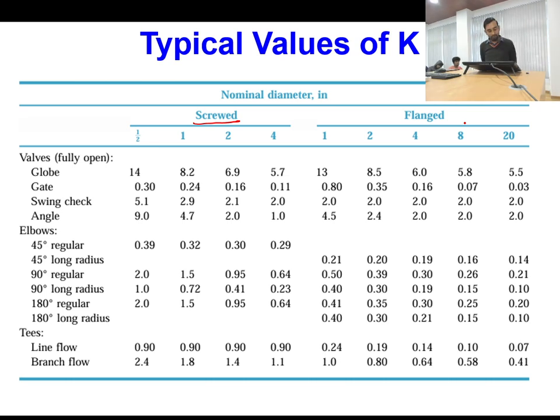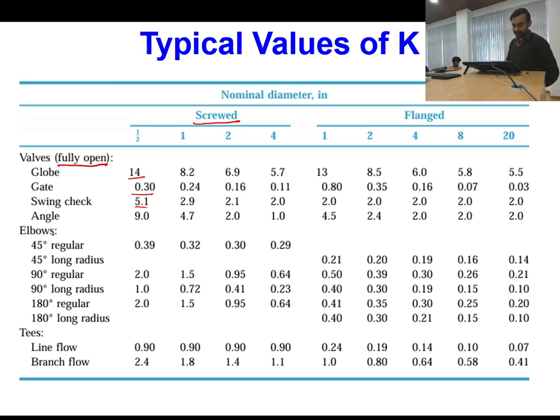So depending upon the nature of the valve, whether it is a screw type arrangement or a flange type arrangement, and depending upon the different nominal diameters, when these diameters are measured in inches, you can see that for flange type valves the diameter is from 1 inch to 20 inches, whereas for screw type it is only from 1 inch to 4 inches. And there you can see, for different valves, if the valve is fully open, these are the values of K for the globe valve, gate valve and so on.